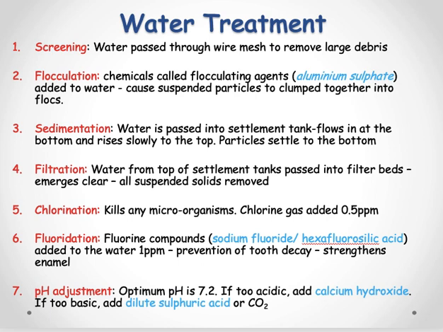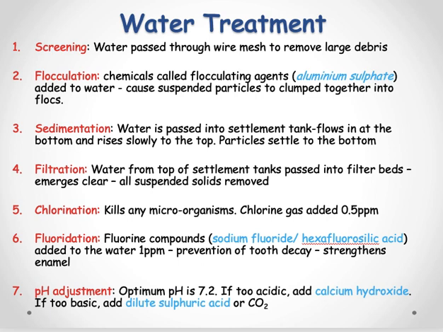So sediment is a kind of a residue or a leftover. In this phase of the water treatment, the water is passed into what's called a settlement tank. It flows in at the bottom and it rises slowly upwards. And as it does so, those heavier particles that have flocked together settle out at the bottom of the tank. So the water then that gets up to the top of that tank will flow out over the top of it, or overflow, and it'll be nice clear water.